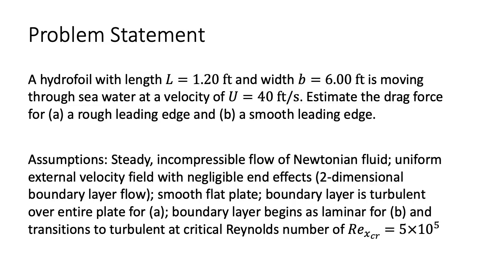For this problem, we will assume steady, incompressible flow of a Newtonian fluid. Also, that the flow has uniform velocity with negligible end effects. Thus, it can be modeled as a two-dimensional boundary layer. Finally, we assume a smooth, flat plate with a rough leading edge that trips the boundary layer to turbulent over the entire plate for part A, and a smooth leading edge that allows the boundary layer to begin as laminar and then trip to turbulent at a critical Reynolds number of 500,000 for part B.